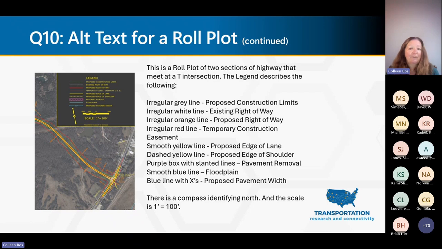I probably could have included that this is a satellite map. The legend describes the following, and then I go through and I describe everything that's included, all the text included in this legend, because that's all really important. It's basically giving them the keys to what's going on in this role plot. And then finally, I end by letting them know that there's a compass and there's a scale of 1 to 100 inches. So for those who aren't familiar, by the way, a role plot is basically a map with detailed information laid over it.